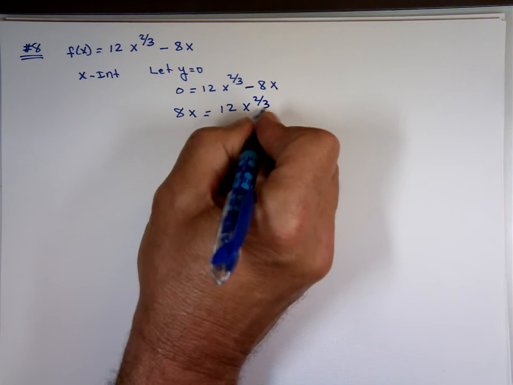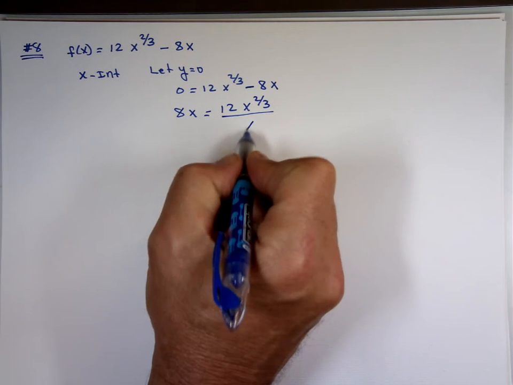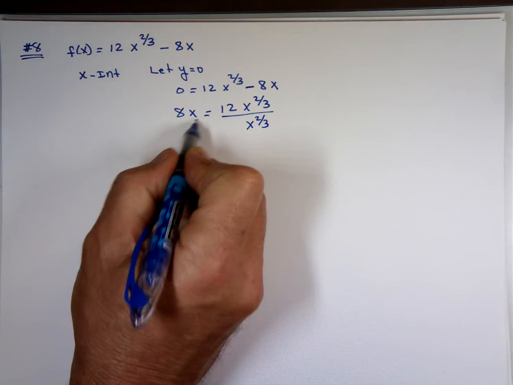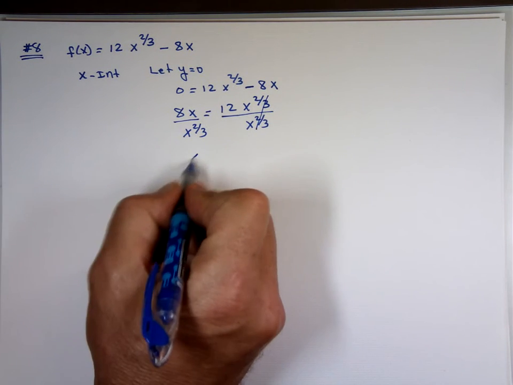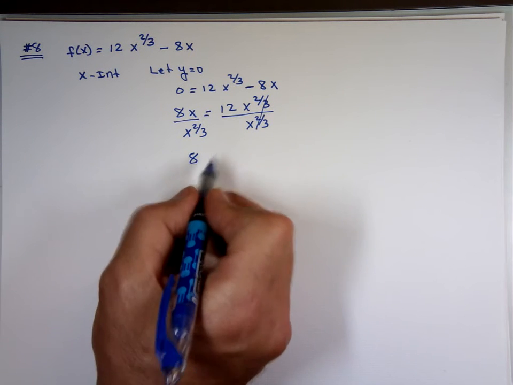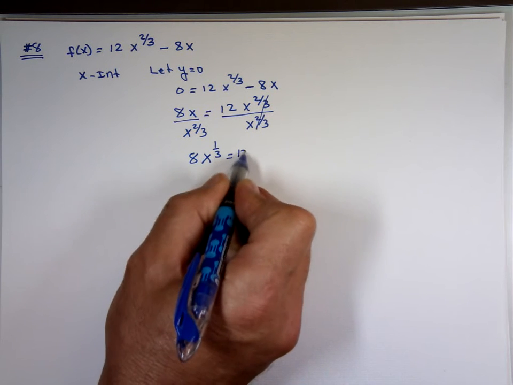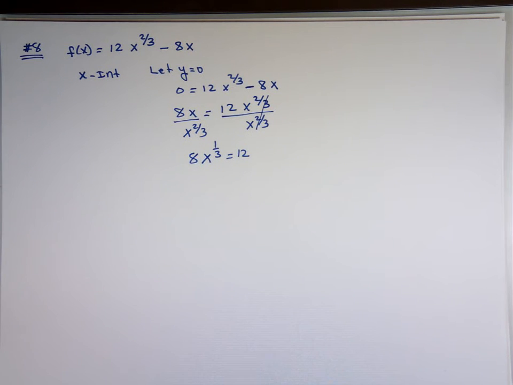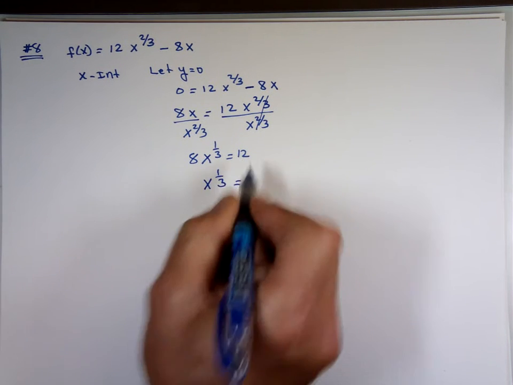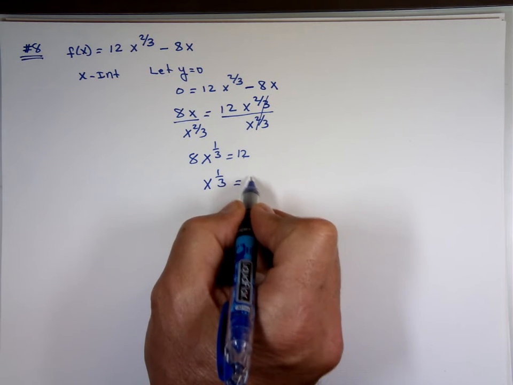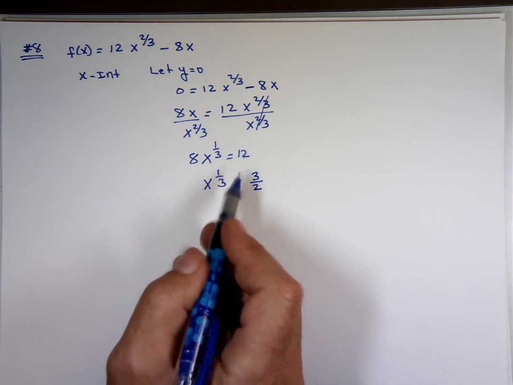Let's divide everything by x to the 2/3, both sides. What do you have? 8. What's x over x to the 2/3? x to the 1/3 equals 12. Divide by 8. x to the 1/3 equals what? You divide 12 by 8. Is that 3 over 2? Divide by 4. That's a 3. Divide by 4. That's a 2, right?